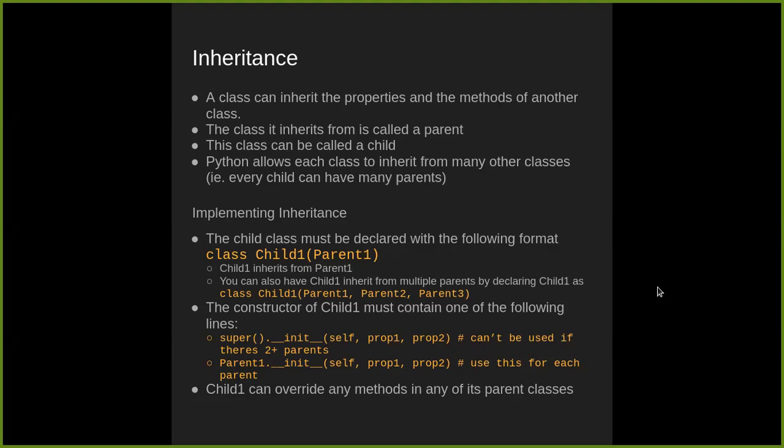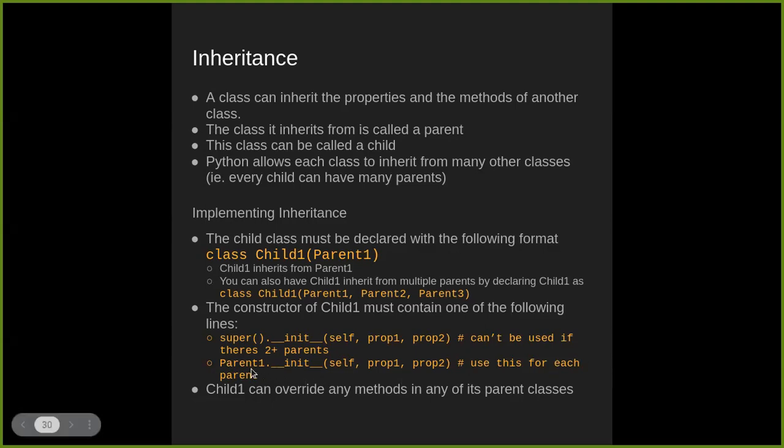The constructor of child 1 must contain one of the following lines. It will either be, you would use the word super with brackets, and then dot, and then the double underscore method init, and then you would put a comma separated list of self, followed by all the properties. But you can't use this if there's more than one parent.